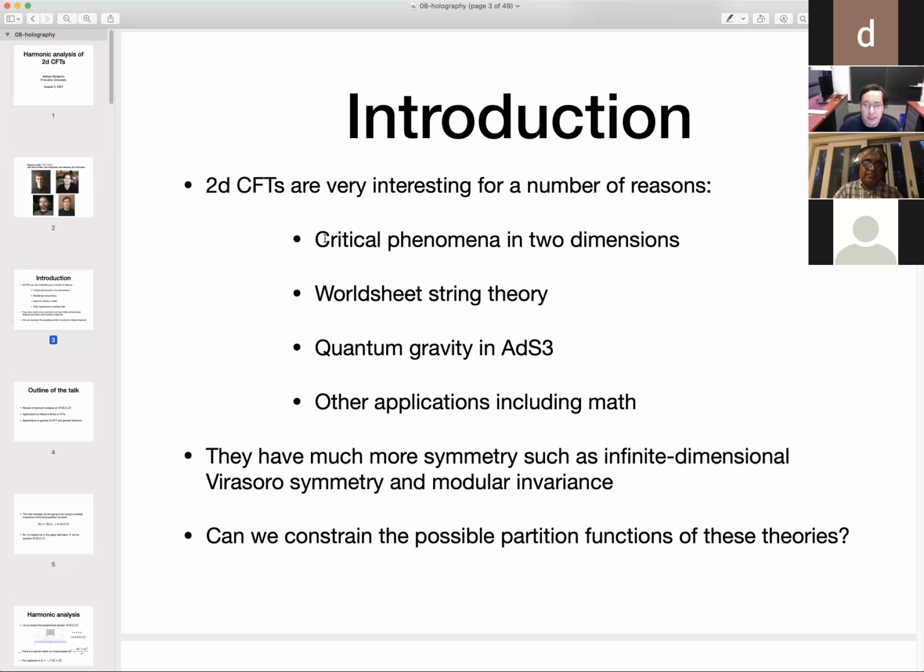And in 2 dimensions, these conformal field theories have a lot of interesting constraints that their higher dimensional cousins don't have. For example, they have some infinite dimensional Virasoro symmetry, and they have modular invariance. And the question I'm going to address in this talk is, can we constrain possible partition functions of these theories using these techniques? And in particular, we're going to be focusing on modular invariance. And I'll say more introduction about what this means.